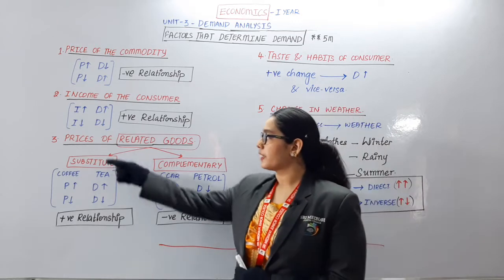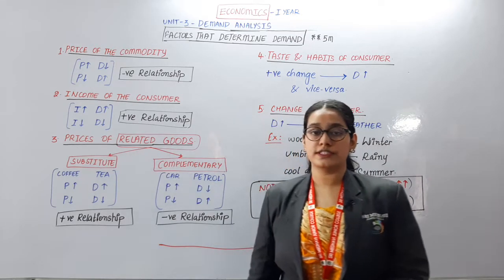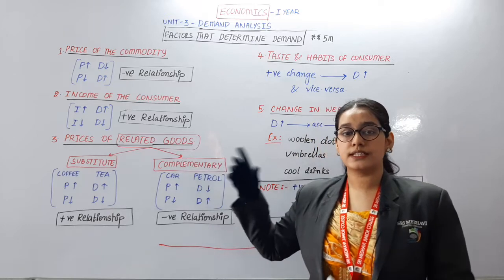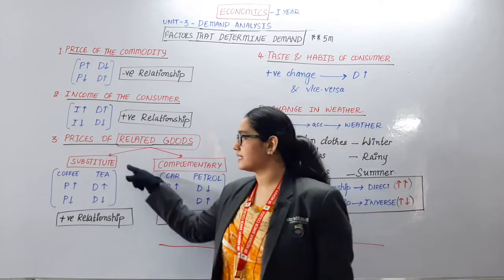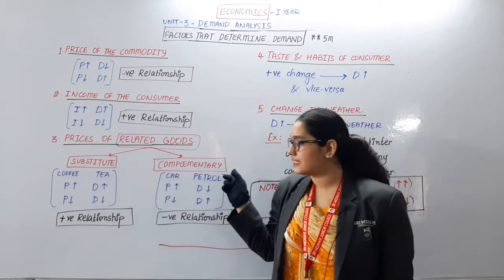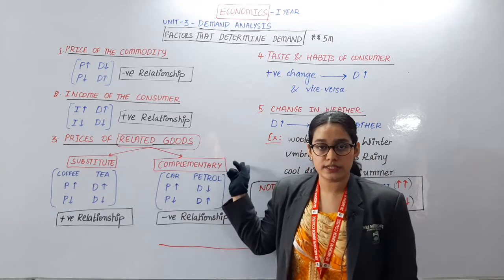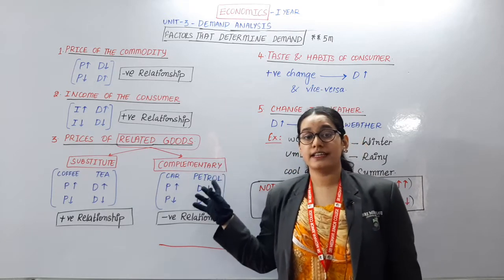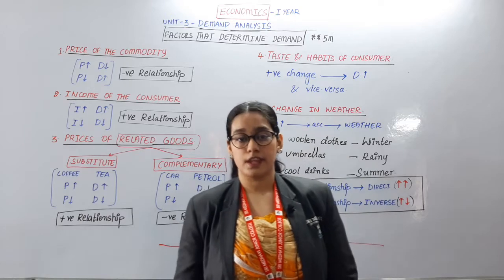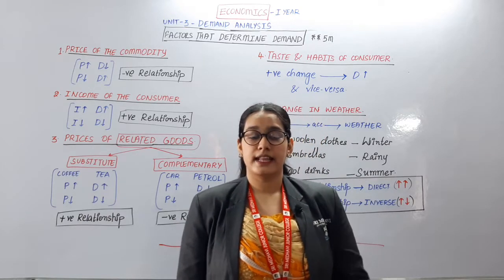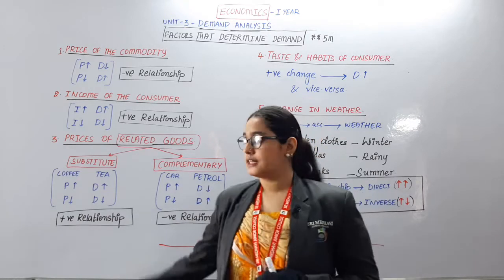Third point, prices of related goods. Related goods here means there are 2 types. One is substitute goods. The next is complementary goods. This topic we have read in which lesson? Unit number 1, right? That is features of wants.